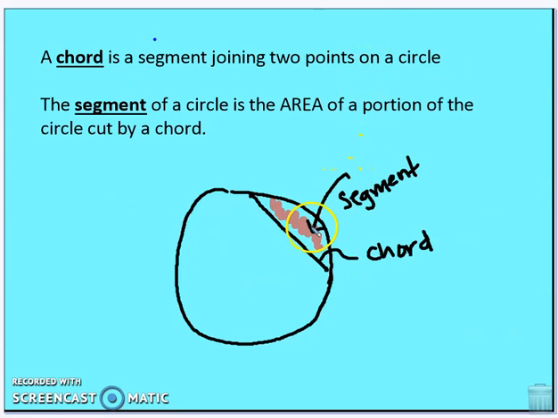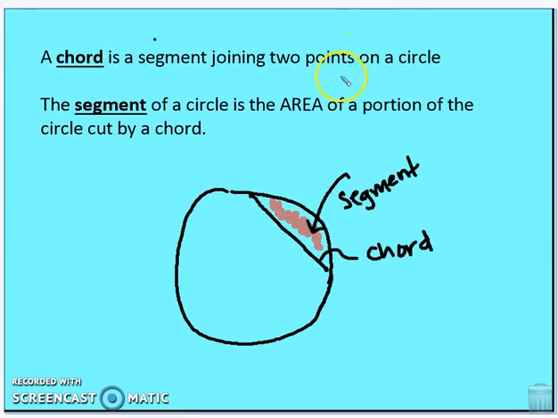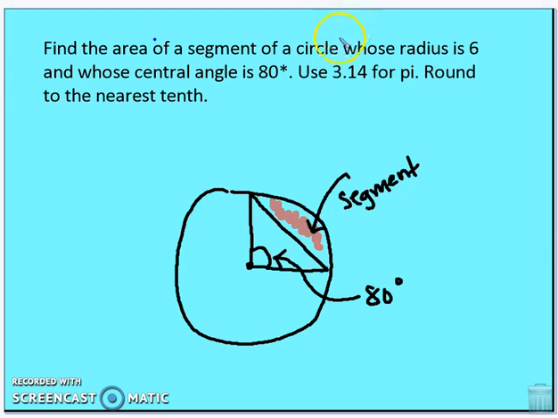Now the segment of a circle is just this area here that's defined by a chord. If I were to draw a chord from A to C, it would just be this area here that's a portion of the sector. So the segment is a portion of the sector, and we can figure out the segment by subtracting a triangle area from the sector area. So let's go ahead and do that.